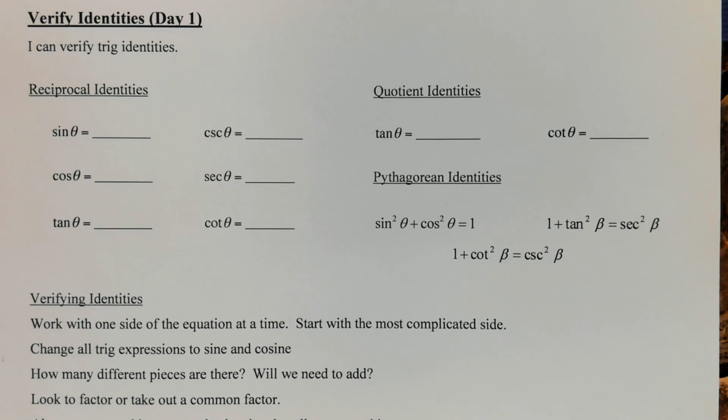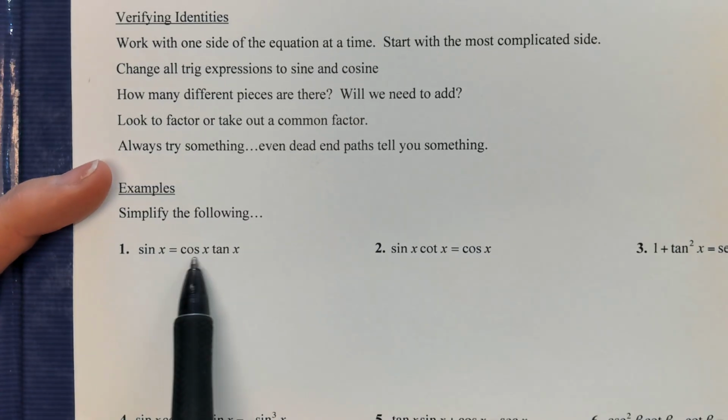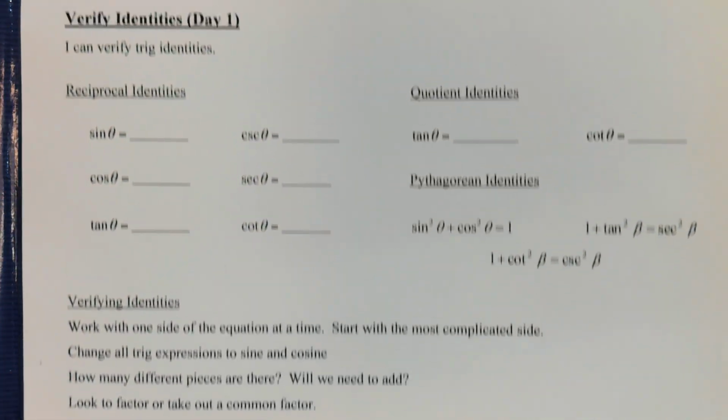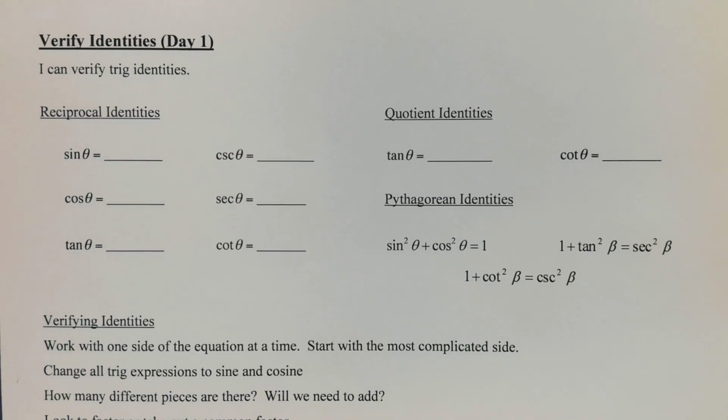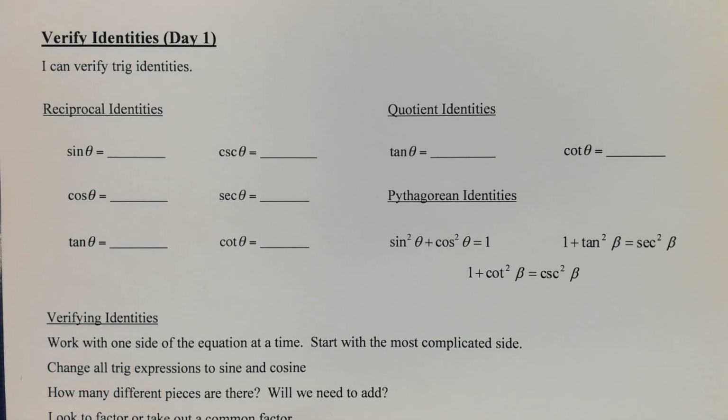All right, this is verifying identities day one. Essentially, we're going to work with one side of an equation and attempt to get it to look like the other side, usually across the equals. So we're going to attempt to make one of these sides look like the other one. In order to do that, we have to use a lot of properties of trig. We're going to recap all of our reciprocal identities, our quotient identities, and then I'm going to introduce you to something new called Pythagorean identities.